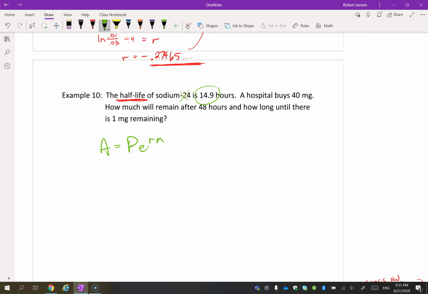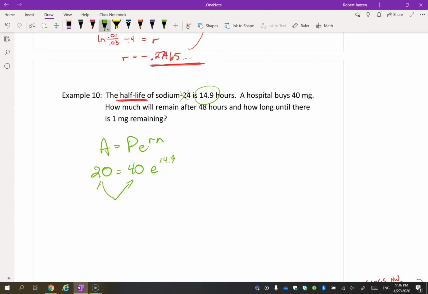Okay, so let's write this. A hospital buys 40 grams. We know that the rate of decay is 14.9 hours. And it says how much will remain after 48 hours. Well, hang on a second. We don't know what the rate is actually. Okay, well we do. We know the rate is 14.9 to decrease the 40 to half as much. So you're going to put 20 there.